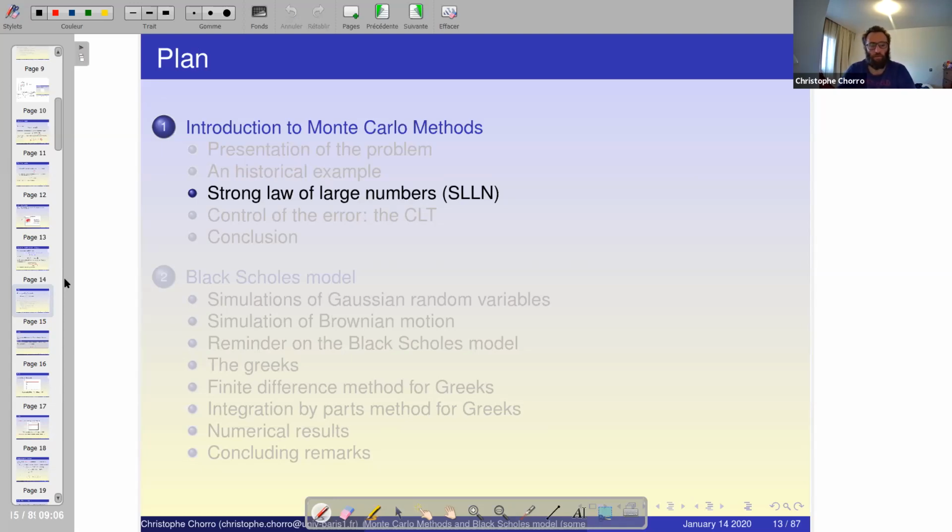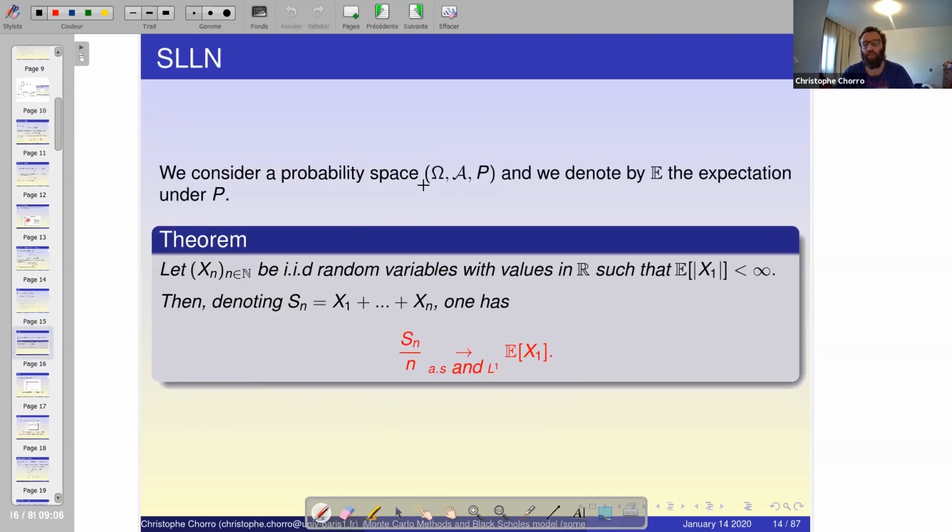Let me remind you quickly what the strong law of large numbers is. You have a probability space, with a set, a sigma algebra and a probability. I denote by E the expectation and by P the probability. Then the strong law of large numbers can be written this way.